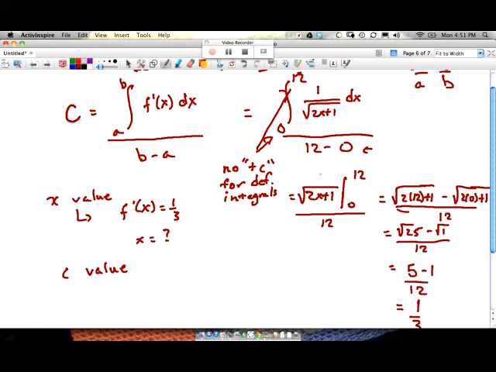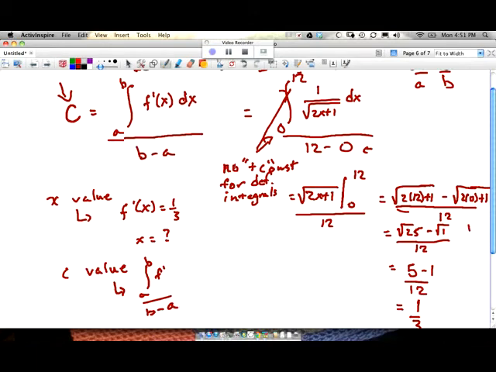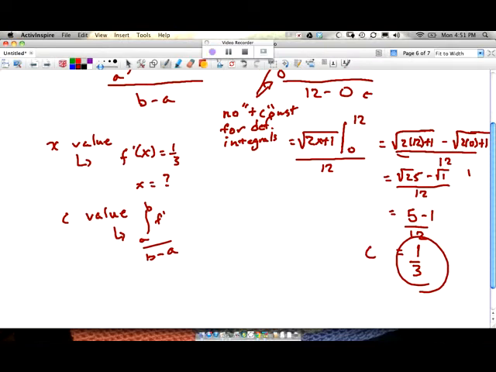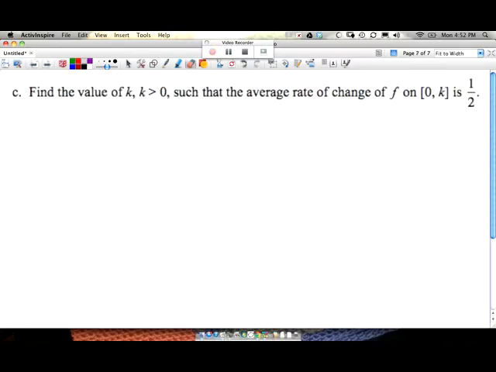Now, I know that this seems a little kind of ambiguous because we have this plus c, which stands for a constant, but then you have this c, which is also a constant, but not the same kind of constant. So we got to keep in mind that the c value is just really asking us to do the integral from a to b of f prime all over b minus a. Not a huge deal, but we worked it out here. c equals 1/3. Let's see what the next piece asks us to do.